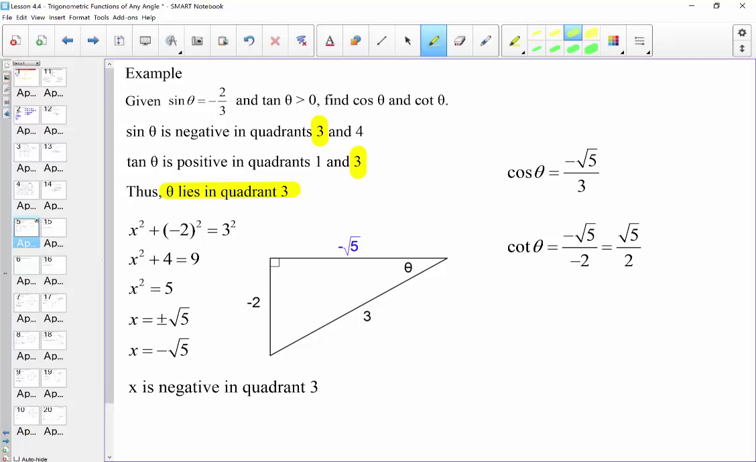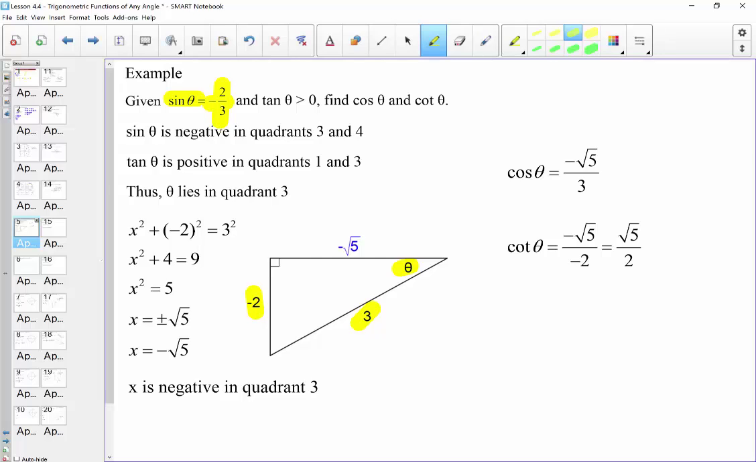If we look at the image of the triangle below, as if it were positioned in quadrant 3, we can then use the information given in the problem to label the sides. So we have an angle theta, and we're told that the sine of theta equals -2/3. Since sine of theta equals opposite over hypotenuse, we know that the opposite side is 2 and the hypotenuse is 3. And because we're in the third quadrant, the 2 is negative because the y value is negative in the third quadrant.